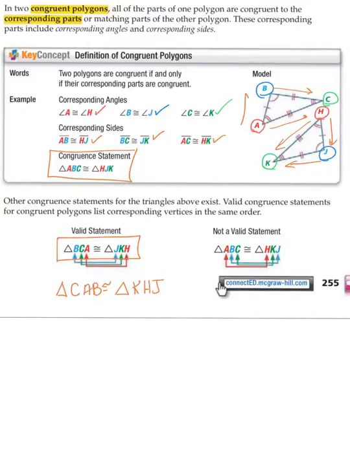As long as everywhere I have an A, the H is in that position. Everywhere I have a C, the K is in that position. And everywhere I have a B, the J corresponds. Over here we have a non-valid statement. ABC does not match HKJ. See, these need to be turned around because B does not correspond to K. It corresponds to J. So that's a no-no. We don't do that.